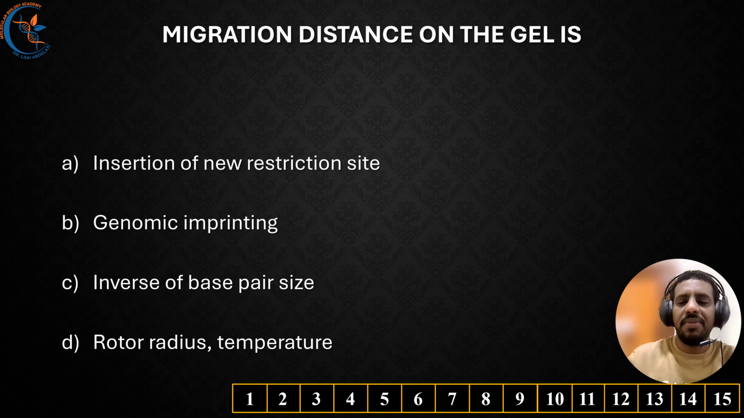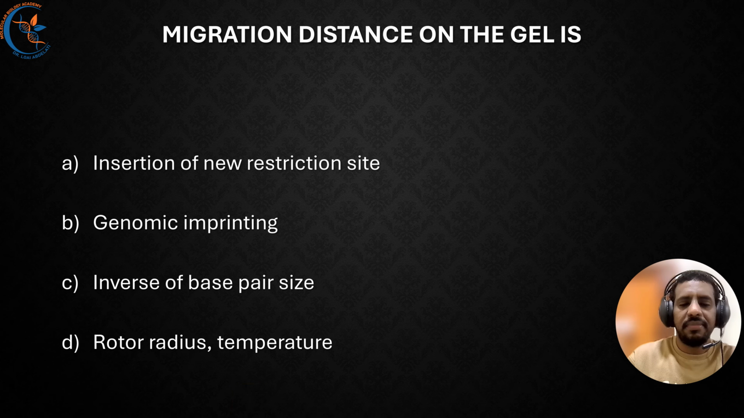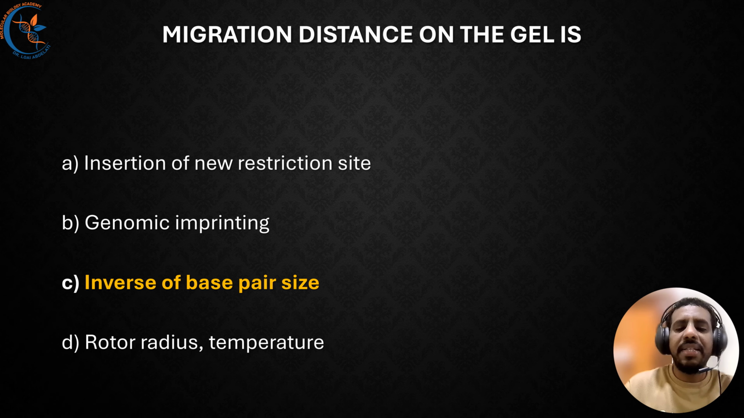Migration distance on the gel is? The correct answer is inverse of the base pair size. So the migration rate of DNA fragments is inversely proportional to their size. I mean, smaller fragments with the large inverse size migrate faster through the gel. All right, let's move on.